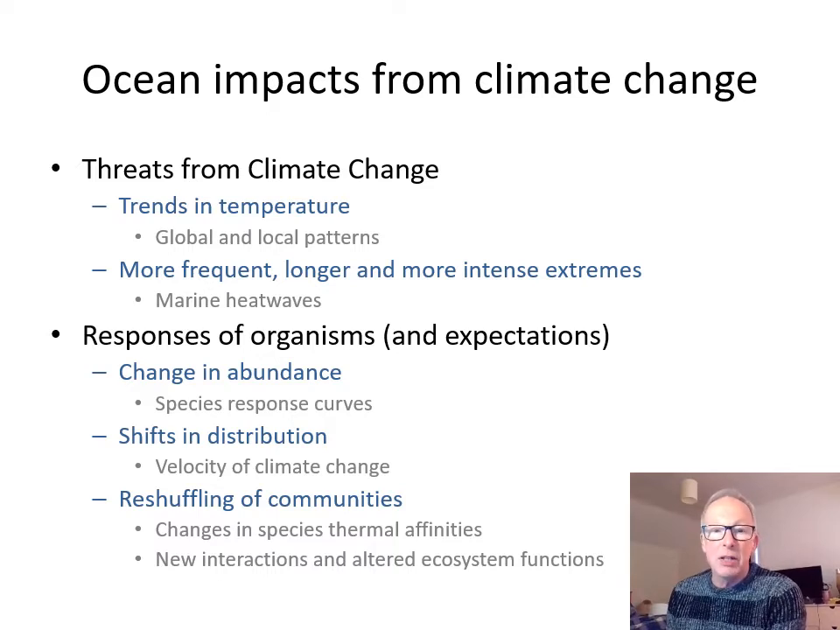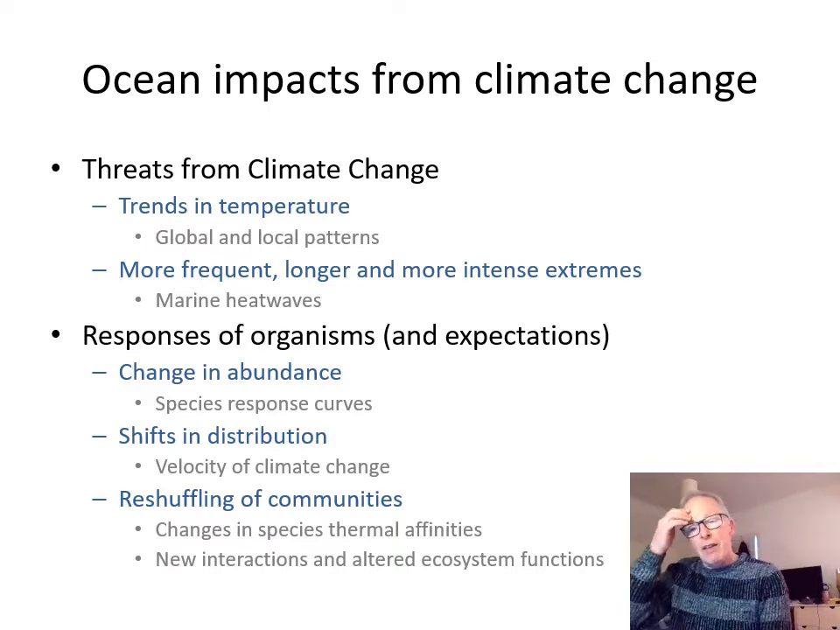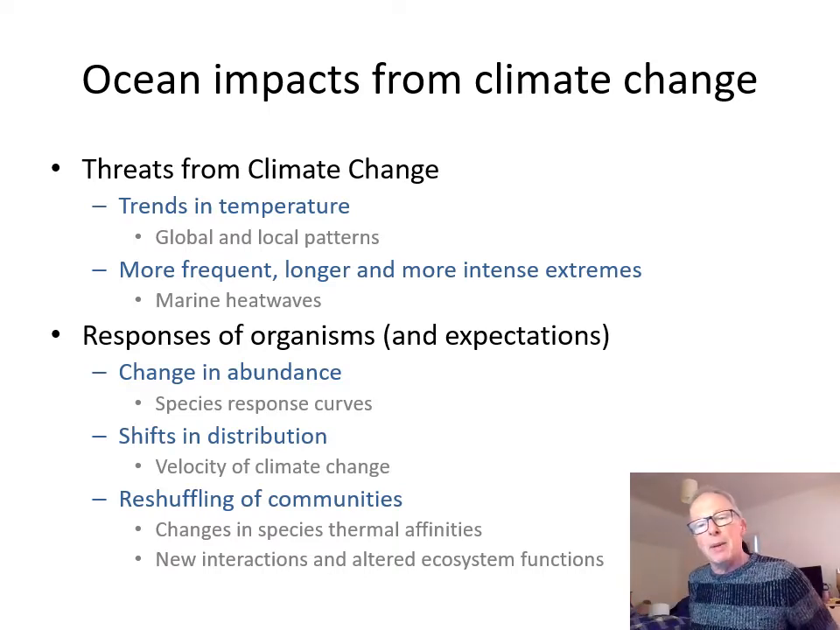We'll be talking about shifts in distribution patterns, and actually then taking a side step into looking at this metric called the velocity of climate change, which has proved really useful for producing first order estimates of how much species should shift under climate change, with real implications for conservation. And then I'll touch on the concept of reshuffling of biological communities.